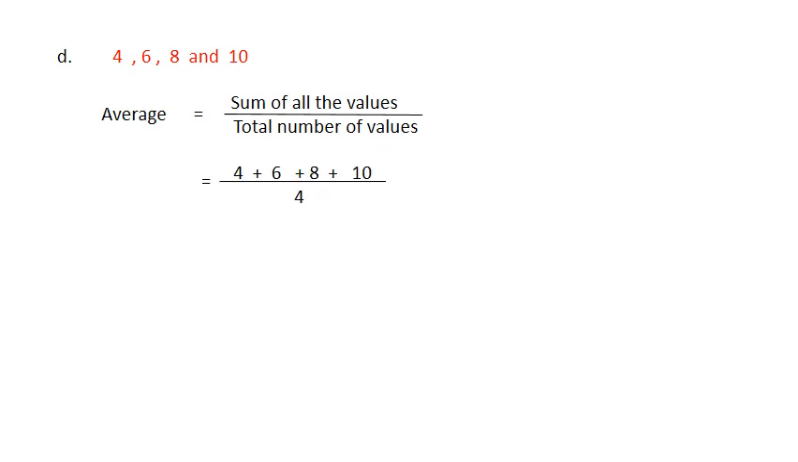Okay, so 4 plus 6 plus 8 plus 10 divided by 4. Now see, 4 plus 6 becomes 10. 10 plus 10, 20. And 20 plus 8 becomes 28. Very easy calculation, means 28 upon 4. And 28 upon 4 means 4 sevens are 28. So your average of 4, 6, 8 and 10 is 7. So what you are going to write down? Therefore, average of 4, 6, 8 and 10 is 7.